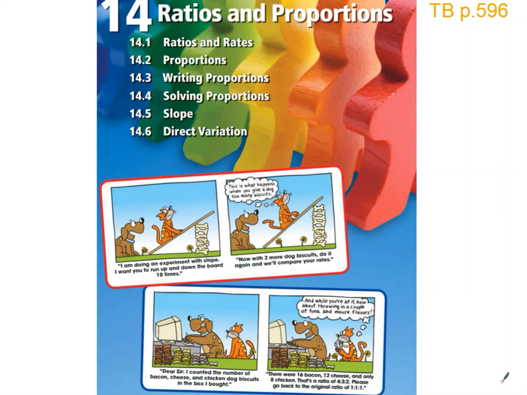Today we are going to begin Chapter 14, Ratios and Proportions. Several of the things that we're going to talk about are similar to what we did back in Chapter 5, which was our first Ratios and Rates chapter. However, we are going to be including some new things in this chapter, including slope and direct variation, and we are also going to be applying rates and proportions with positive and negative integers as well as rational numbers.